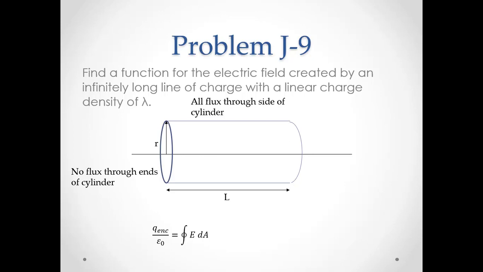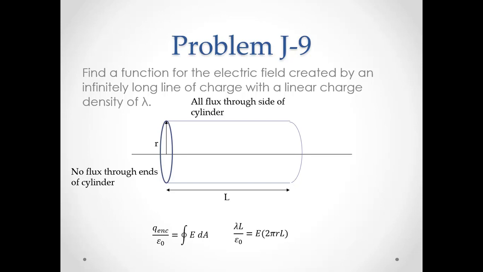Well, imagine taking a cylinder, cutting it down the line and spreading it out. What would you get as the area? Well, you get the circumference, 2 pi r, times the length L. Now it's worth pointing out the charge enclosed inside the surface is just going to be lambda times L. A linear charge density is charge per unit of length.